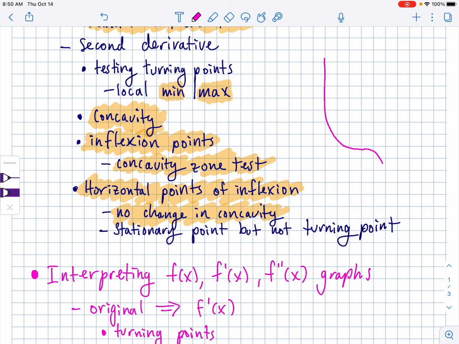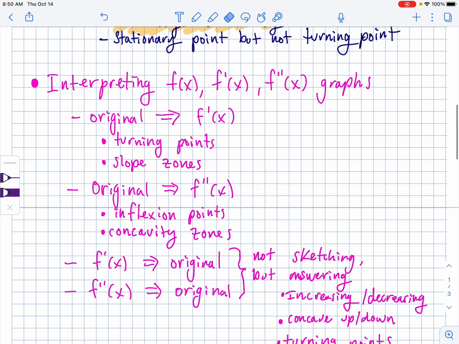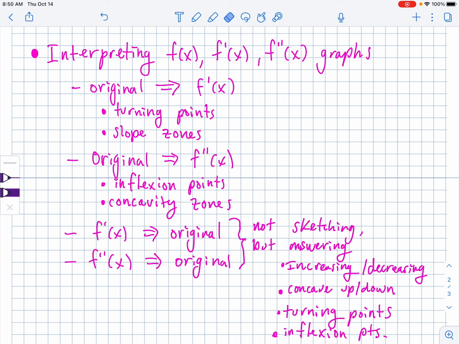If you can't picture what that looks like, try this on for size. If you're coming down and then it flattens out and then it keeps going down like this, this point right here, it doesn't change concavity because it's concave up here and... wait, no, that would change concavity. That's a bad example. We had one where it doesn't change. So just trust the zone test: if it goes from up to up or down to down, it's a horizontal point of inflection.